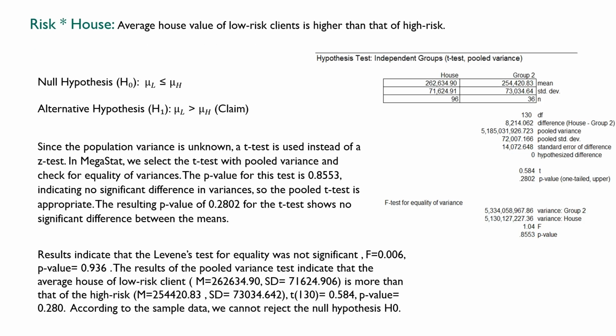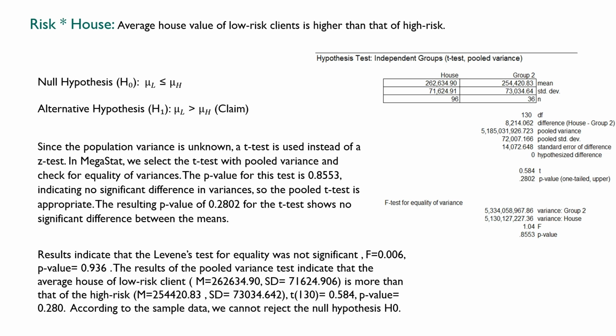Next, we tested our second hypothesis, which is that the average house value of low-risk clients is higher than that of high-risk clients. This is the alternative hypothesis. And since the population variance is unknown, a t-test is used instead of a z-test. In Megastat, we selected the t-test with pooled variance and checked for equality of variances. The p-value for this test is 0.8, indicating no significance. So the pooled t-test is appropriate.